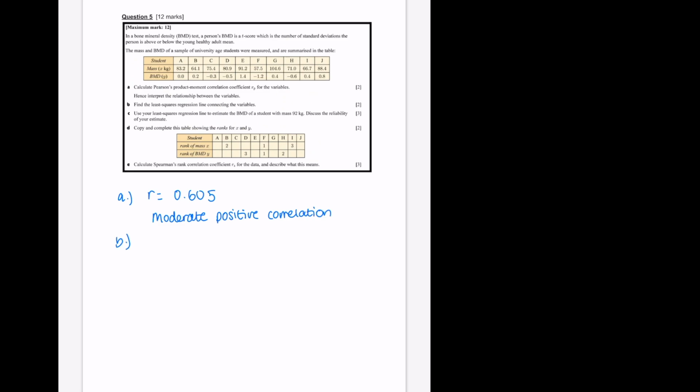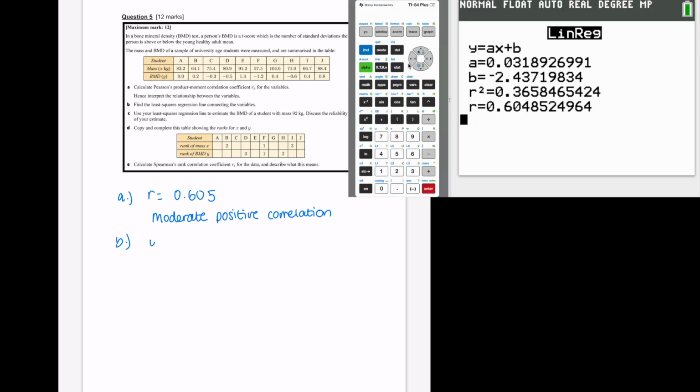And then for part B, find the least squares regression line. So this one is just asking for the regression line. It's the only regression line we do. If you see that, it just means regression line. So we already have this on our screen. So you can write this as y equals ax plus b, where a is equal to 0.0319 to 3 significant figures, and b is equal to minus 2.44 to 3 significant figures.